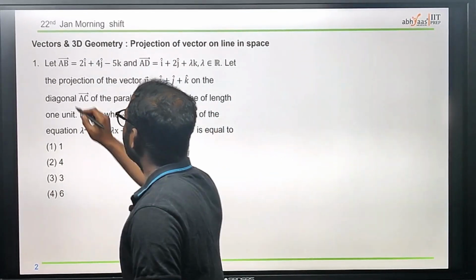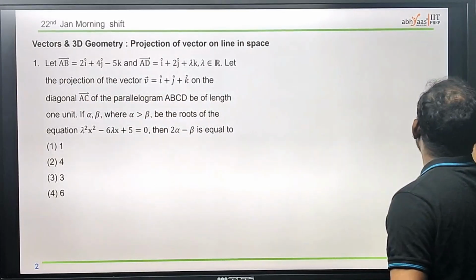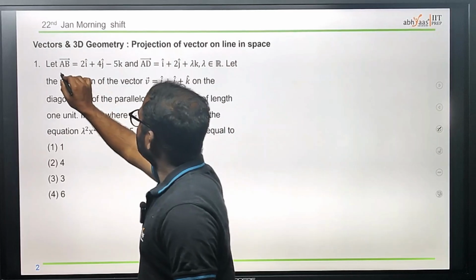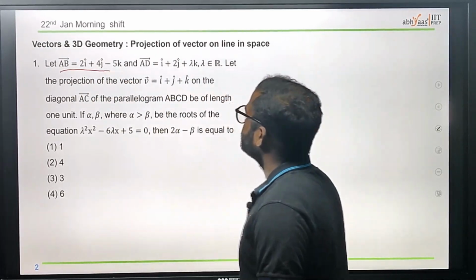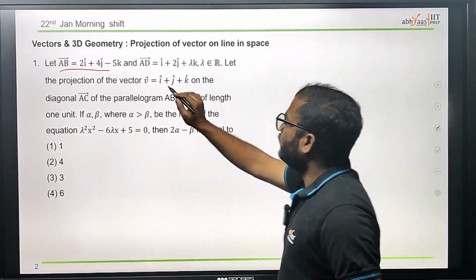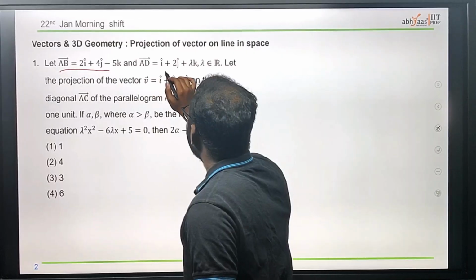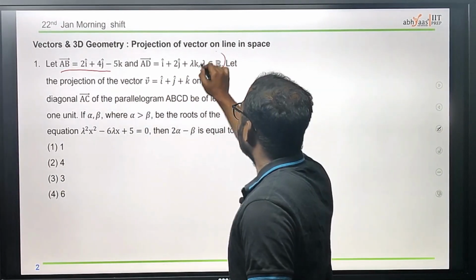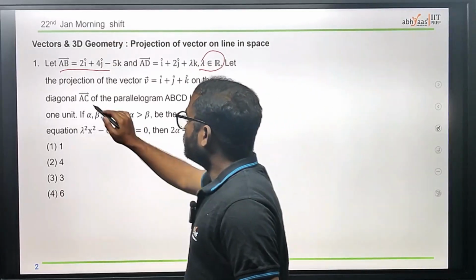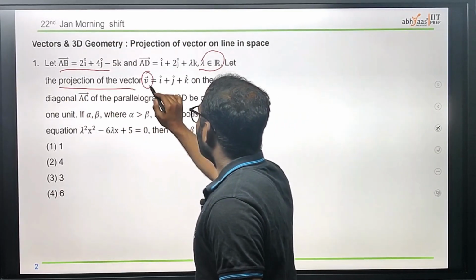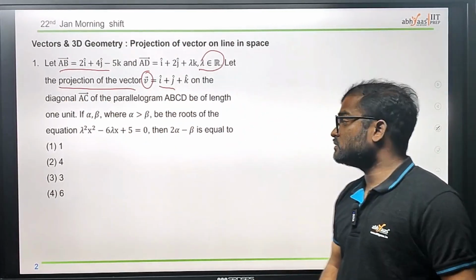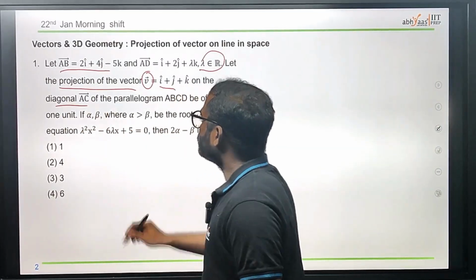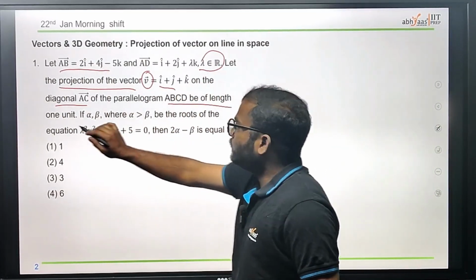Coming to the question, they have given the vector AB, which is 2i plus 4j minus 5k, and AD bar, which is i cap plus 2j cap plus lambda k cap, where lambda belongs to the real numbers. Let the projection of the vector v bar, which is i plus j plus k, which is nothing but a unit vector, on the diagonal AC bar of parallelogram ABCD be of length one unit.